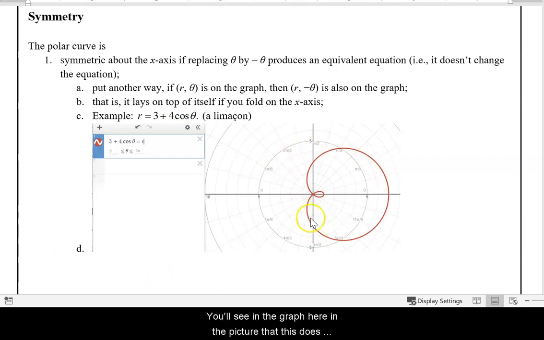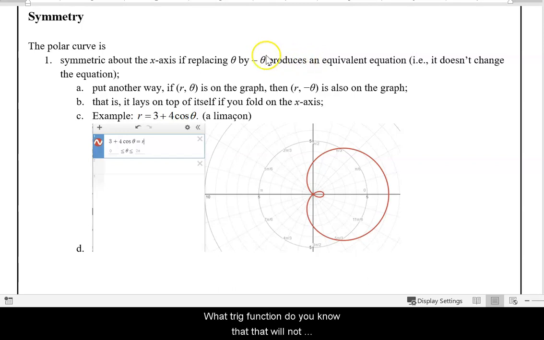You'll see in the graph here in the picture that this does have symmetry if I fold it along what would be the x-axis if I superimposed a rectangular system on it. If I fold it on the polar axis again, it would be symmetric and touch itself, lay on top of itself, if you will. That's part B. There is another way to think about it. It is going to be symmetric across the x-axis or polar axis if replacing theta with negative theta does not change the equation.